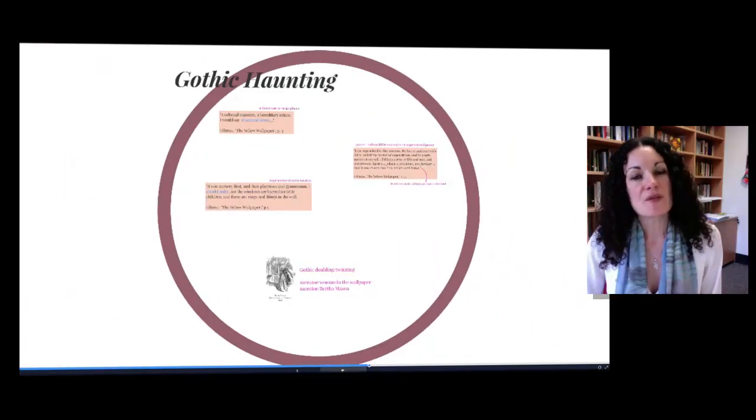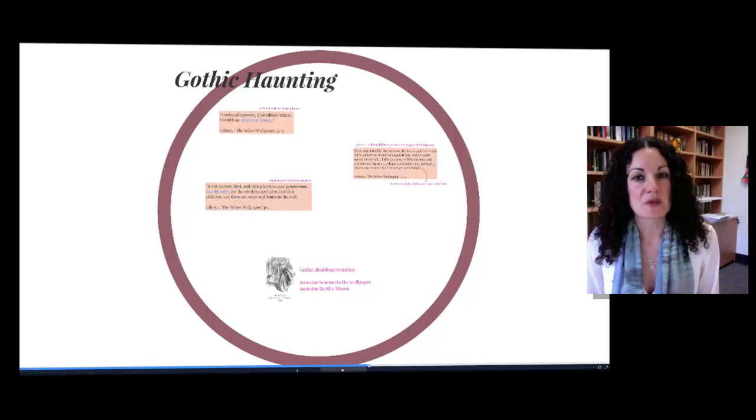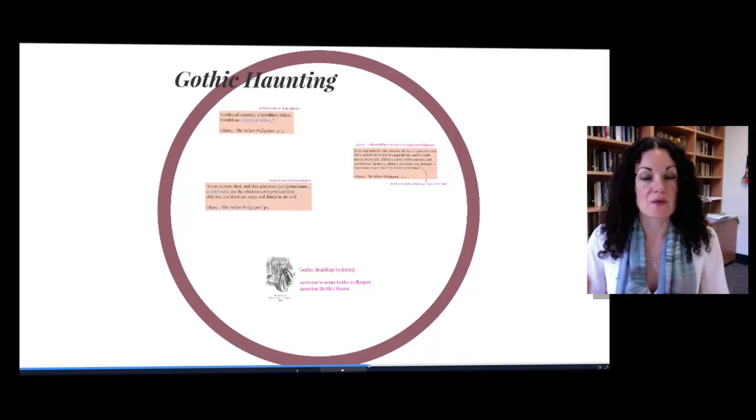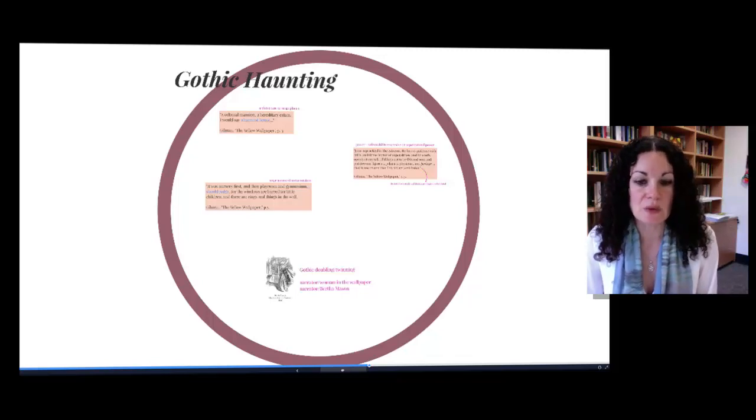But what are the other, more obvious, Gothic elements to this text? Because the Gothic elements play a particular role, I would suggest, in terms of how we read the story, how we understand the story, and how we understand the woman's progressive madness in the story too.